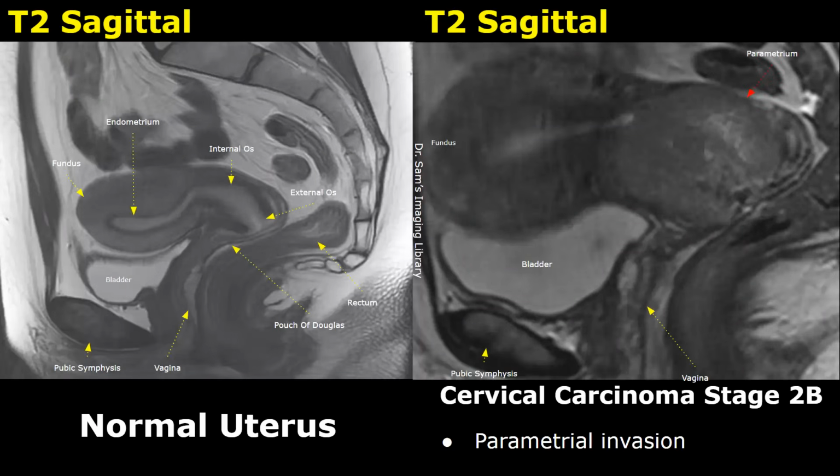Here is stage 2B in sagittal view. The tumor has invaded the outermost layer of the cervix, that is the parametrium.